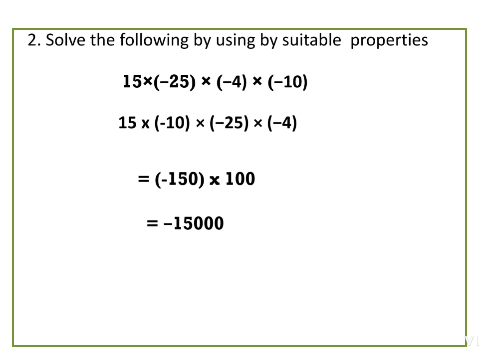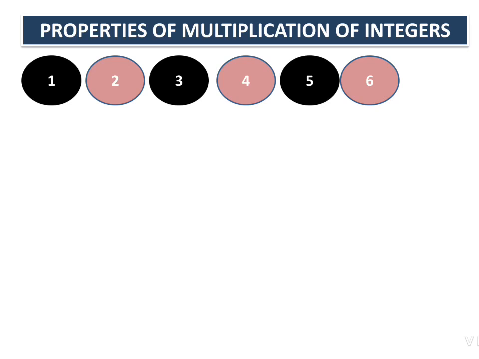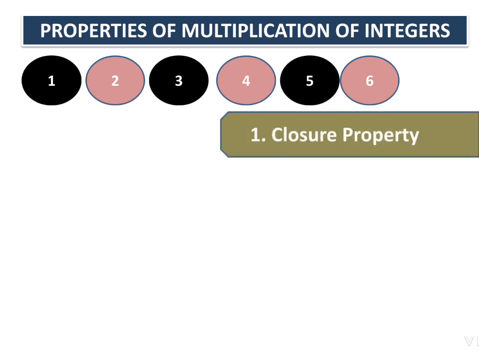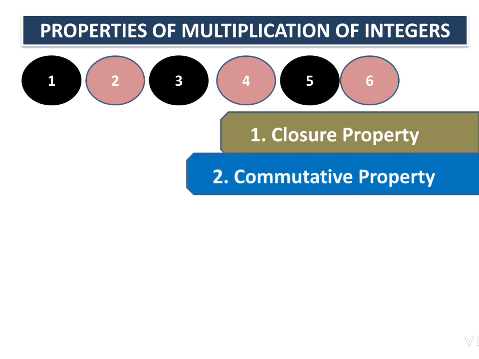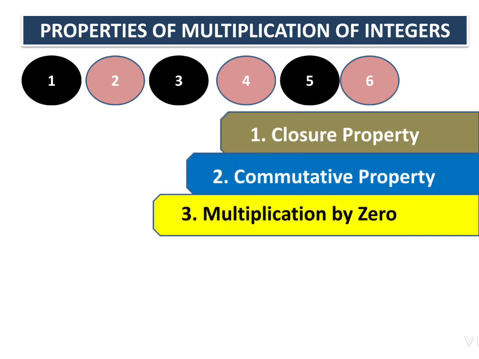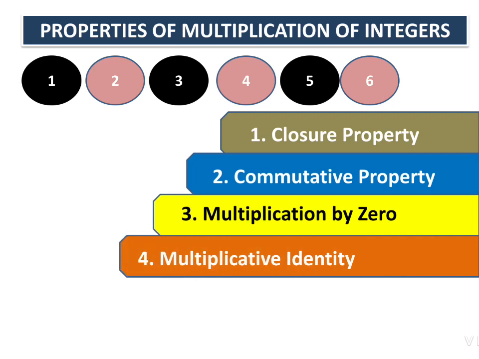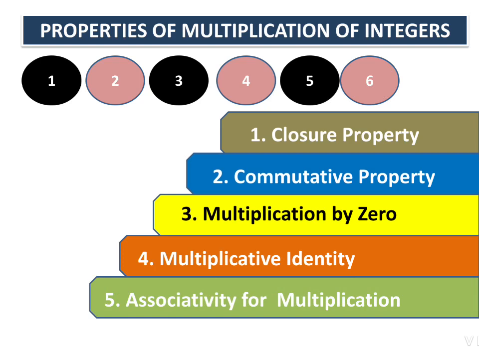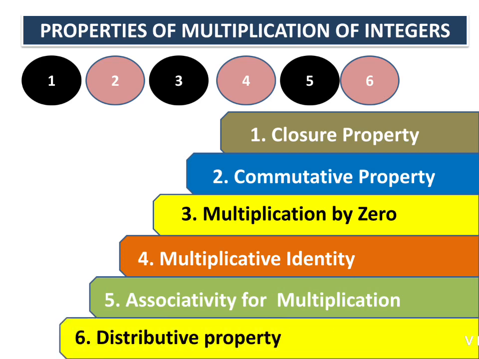So today we discussed two properties. In total we have 6 properties. Once more, listen. First one, closure property. Second one, commutative property. Third one, multiplication by 0. Fourth one, multiplicative identity. Today we studied the fifth one, associativity for multiplication, and the last one is the distributive property. That's all for today.